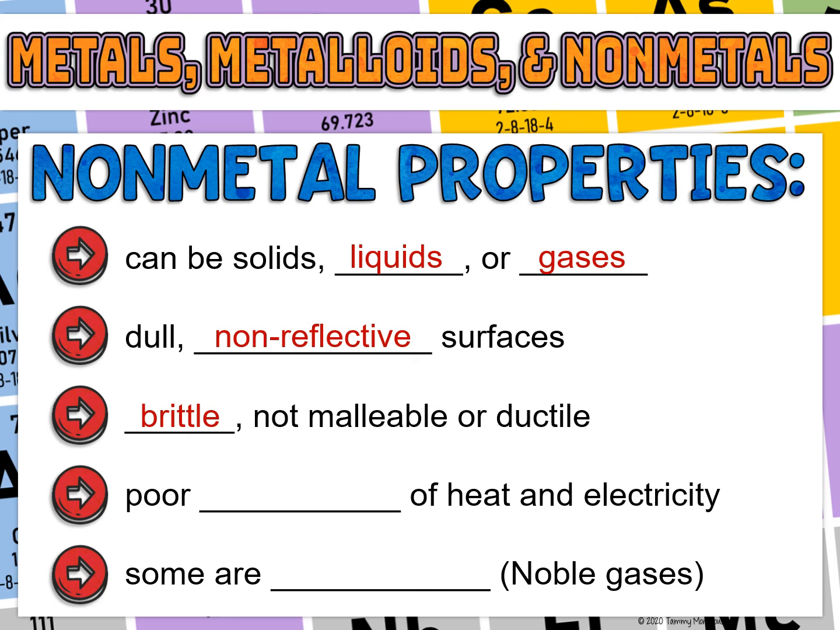You can't pull them into a thin wire at all. They're very poor conductors of heat and electricity, and there are some way over on the far right-hand side that are totally non-reactive, and those are the noble gases.